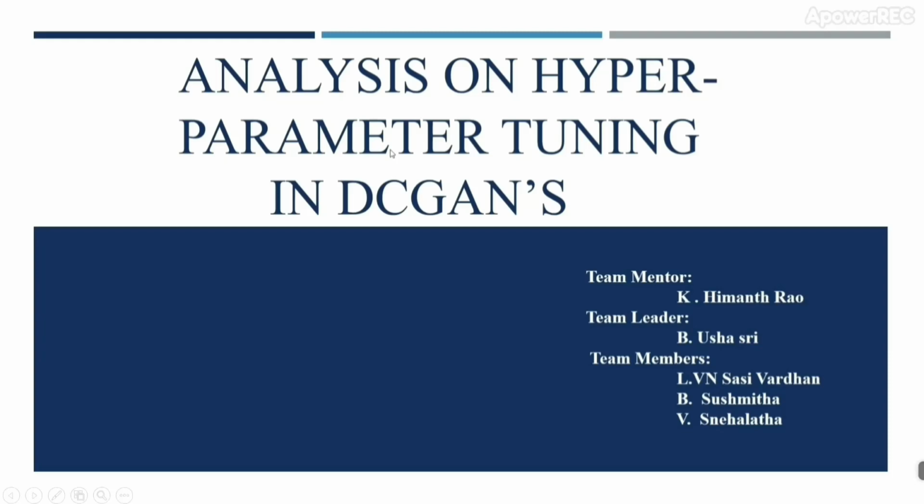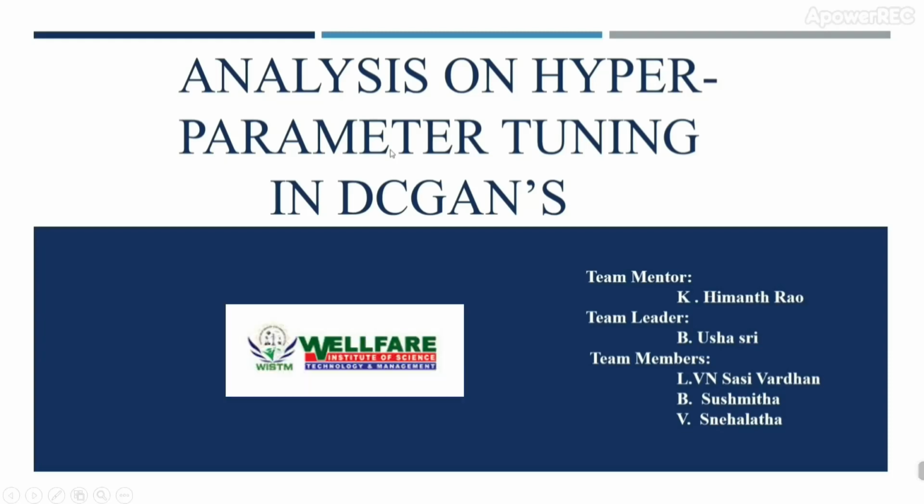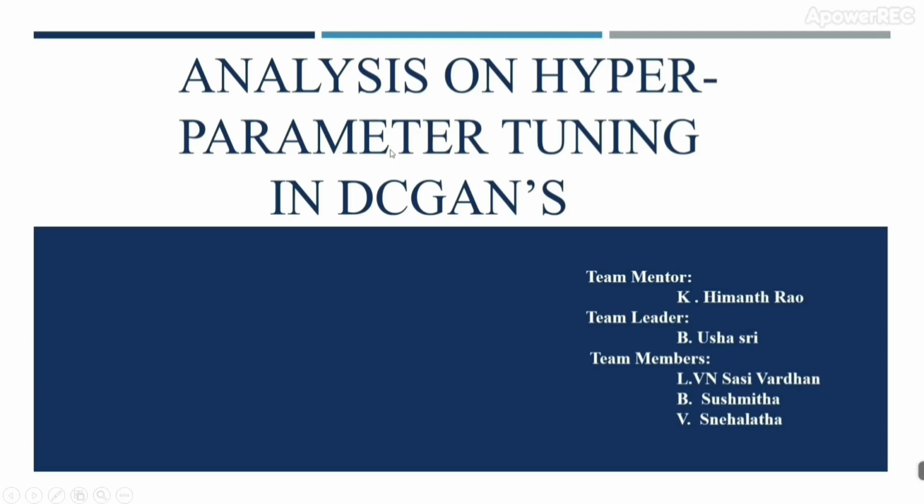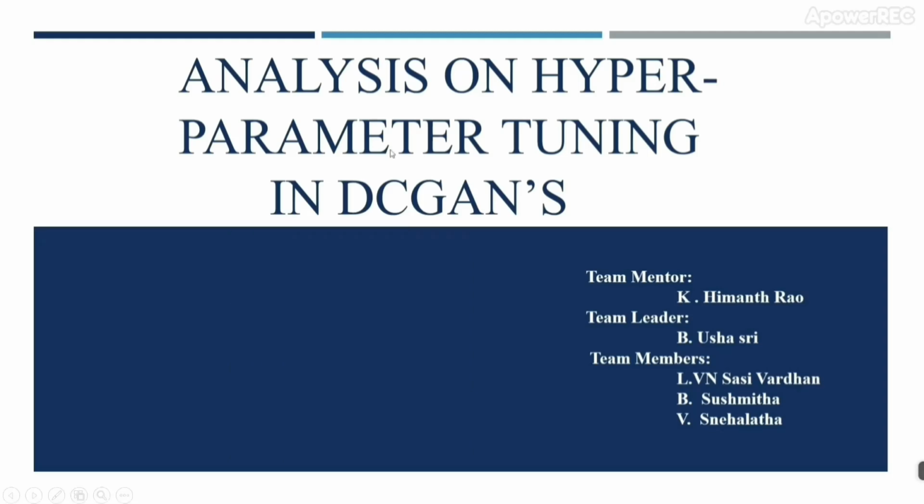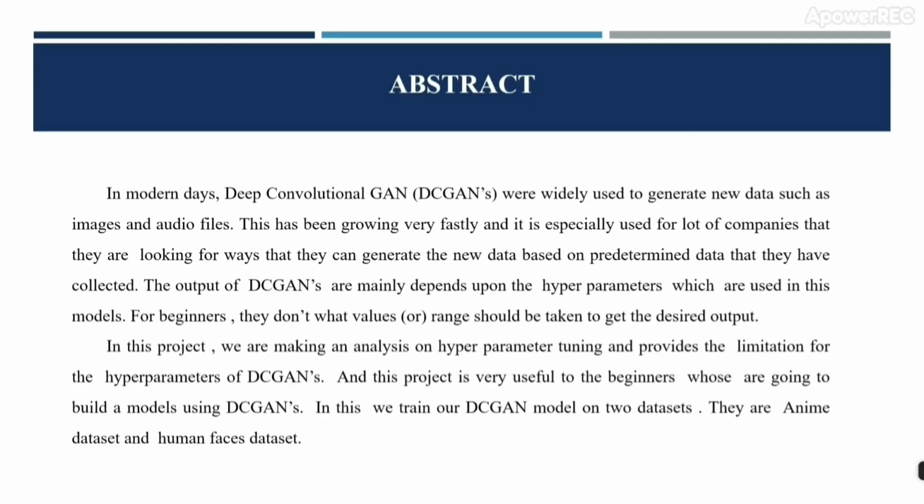Hello everyone, this is Usha, a final year BTech student of Sasi Institute of Science, Technology and Management. In this video, I am going to explain my final year project. My team members are L. Vardhan, B. Sushmitha and V. Snehalatha, and my project guide is K. Himanth Rao, Associate Professor at the institute. My project title is Analysis on Hyperparameter Tuning in DCGANs.